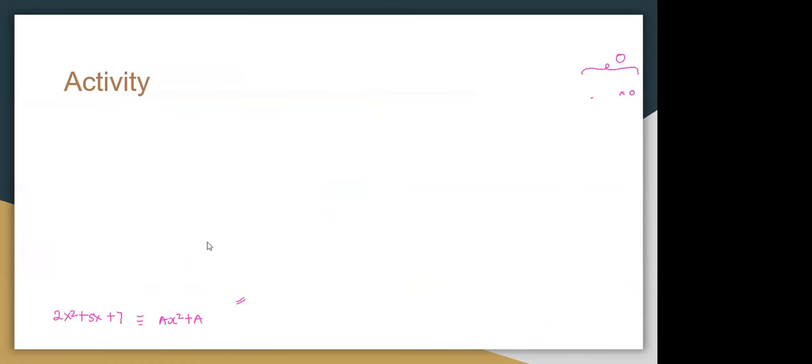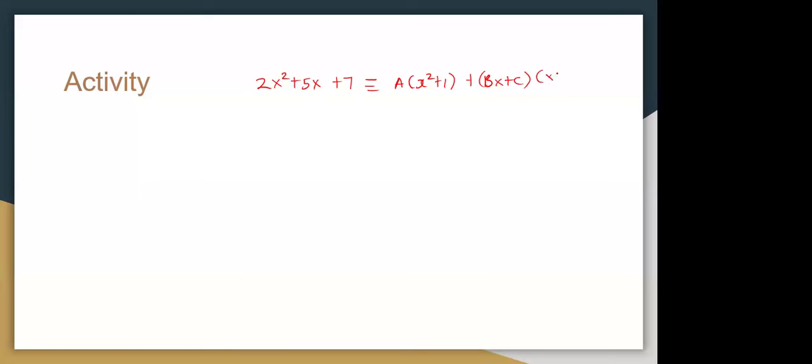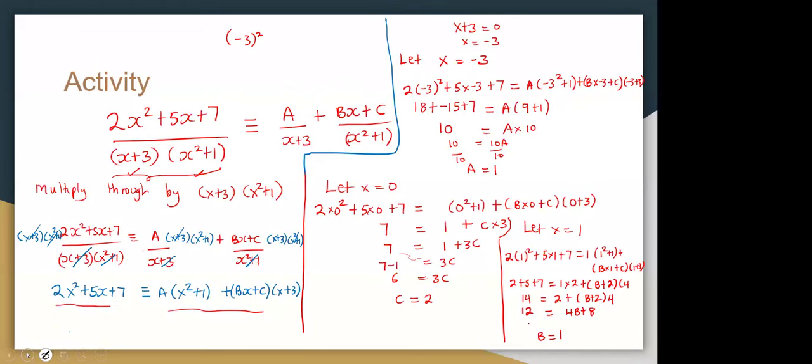Okay, now for the other approach, those who are using the equating approach, we have this. You have 2x squared plus 5x plus 7 equivalent to a into x squared plus 1, then plus bx plus c into x plus 3. I think that is what we have.